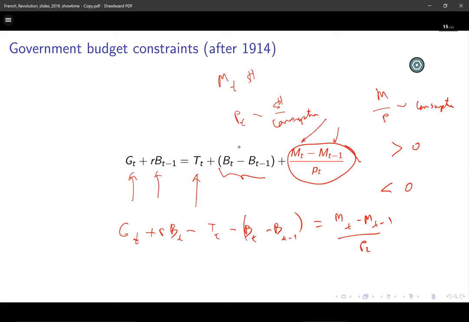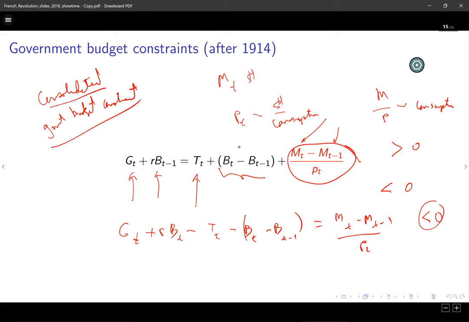Now, Milton Friedman actually said this should be negative at a certain rate. We're going to talk about that a little bit later. So this is a so-called consolidated government budget constraint. Consolidated, meaning it consolidates the budget constraint of the Treasury or the Department of Finance with the central bank or the Federal Reserve.